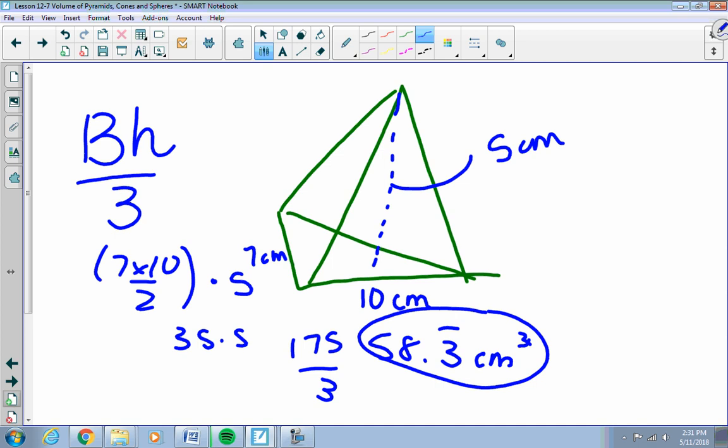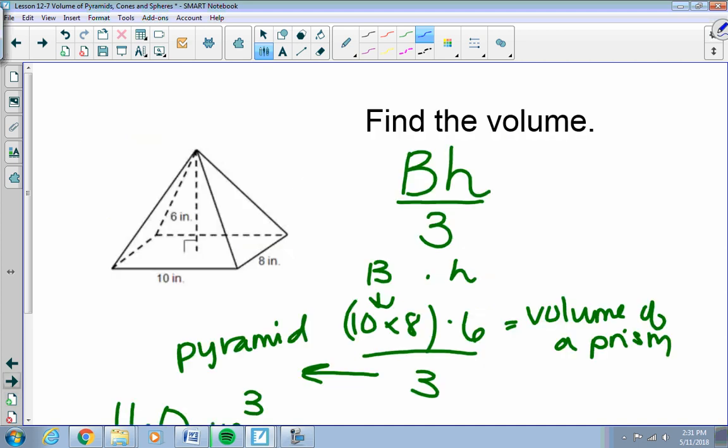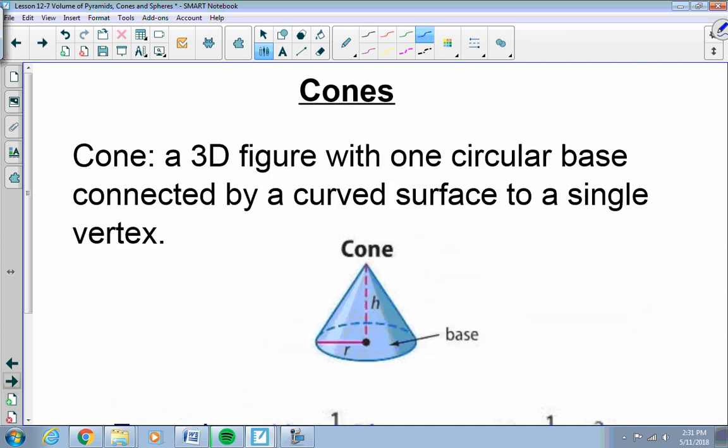Okay, anybody have questions on this? We're good? If you're already confused, just stick with it. What do you mean? This is what we did yesterday. We just did divide by 3. Yes, this is what we did. We just didn't do the last part. Okay, next thing is cones.